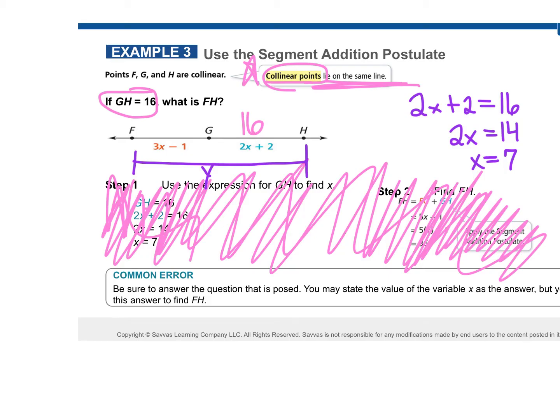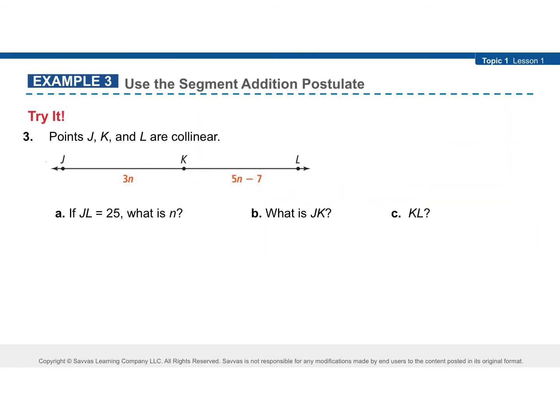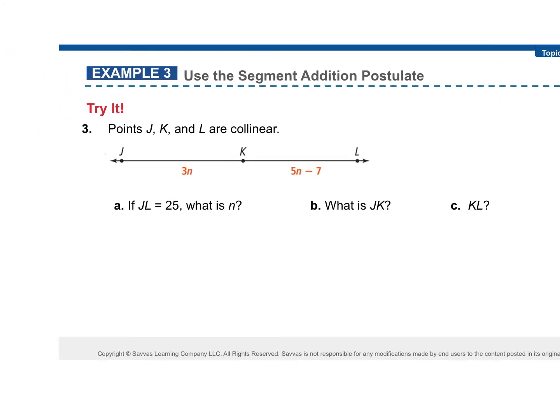So then if I plug that in here, I get 3 times 7 is 21 minus 1 equals 20. So the whole thing, 20 plus 16 has to be 36. Okay, so I want you to try this one, and I want you to come back and see if you did it right.